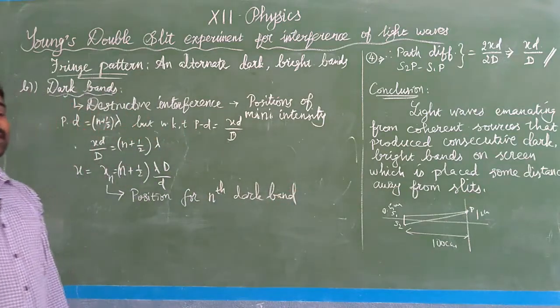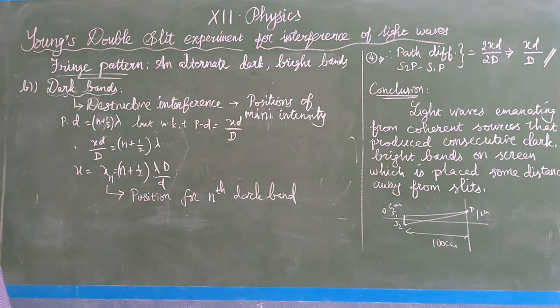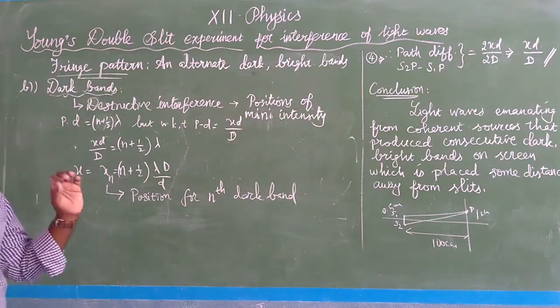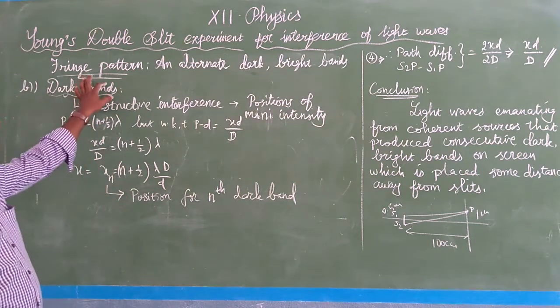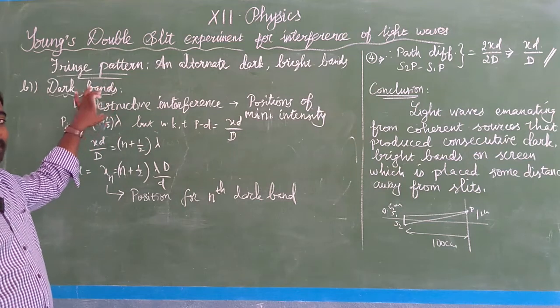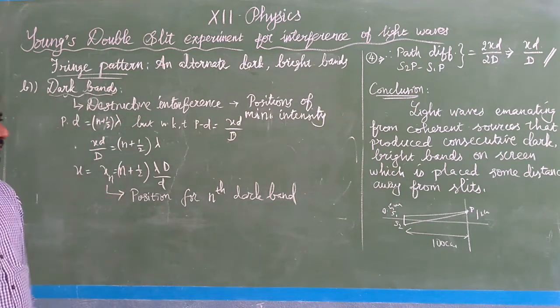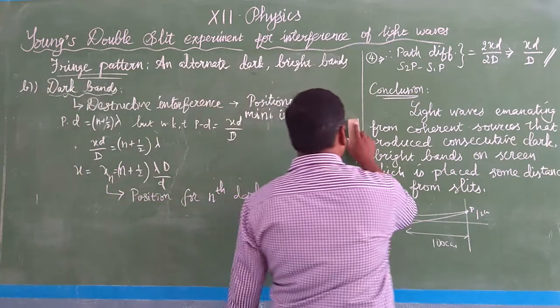Okay, similarly, we are going to discuss it in the graphical presentation. So what we have seen so far is the path difference, and how the fringe pattern looks, how it is for the bright band and how it is for the dark band. Okay, the next one is the graphical representation.